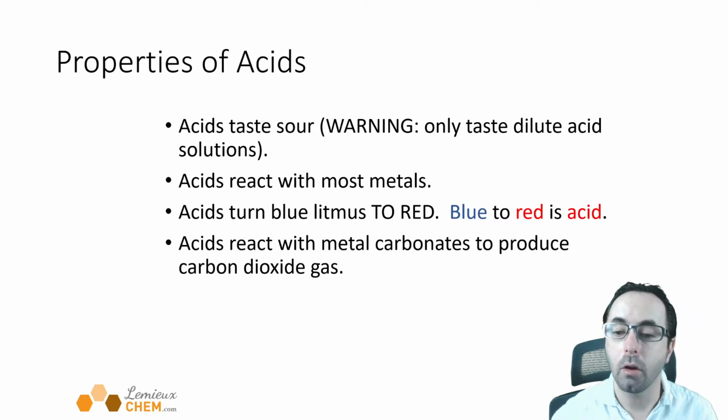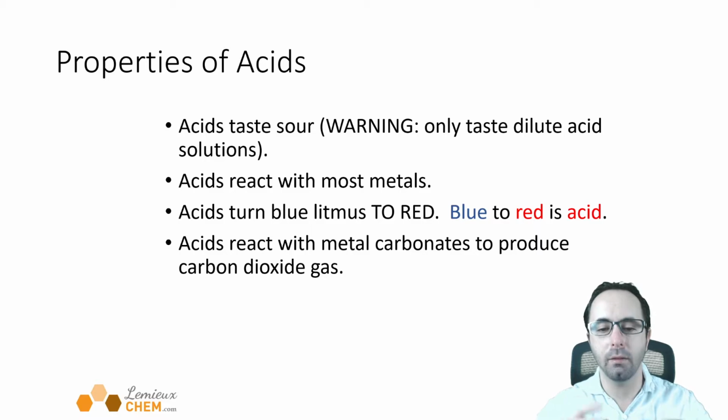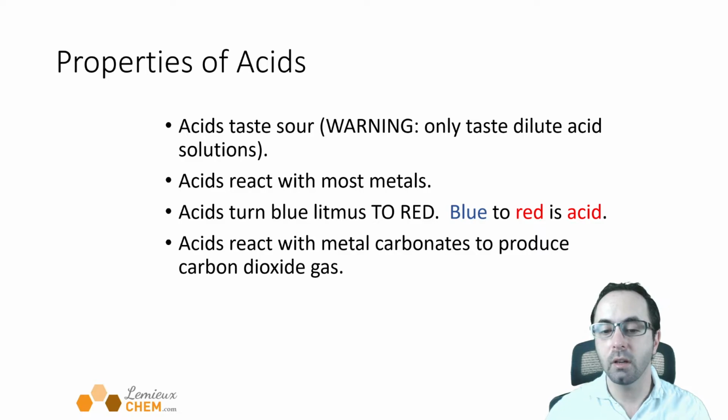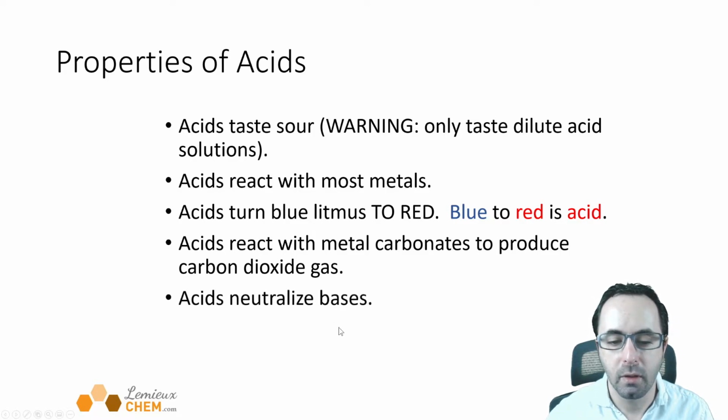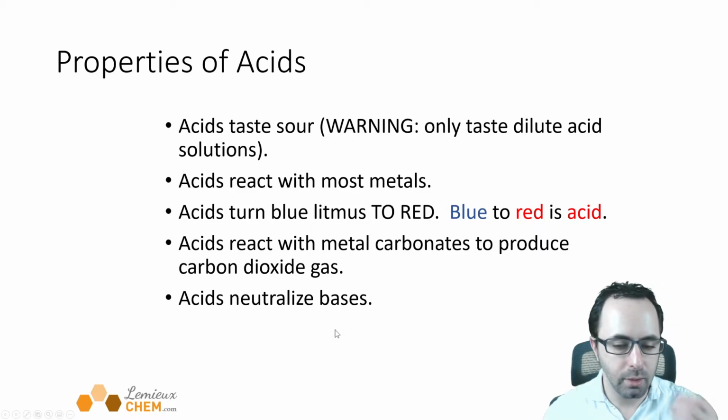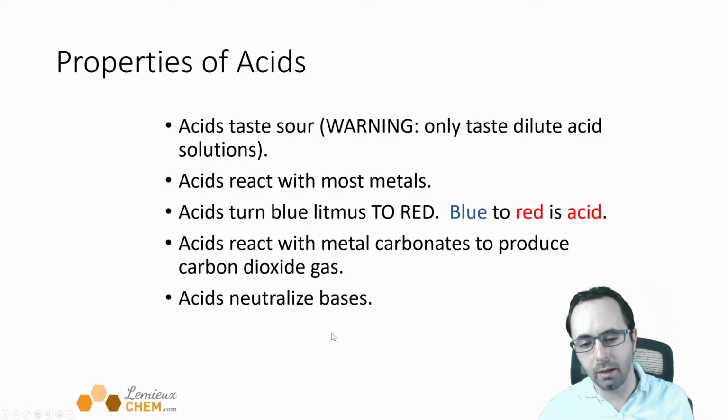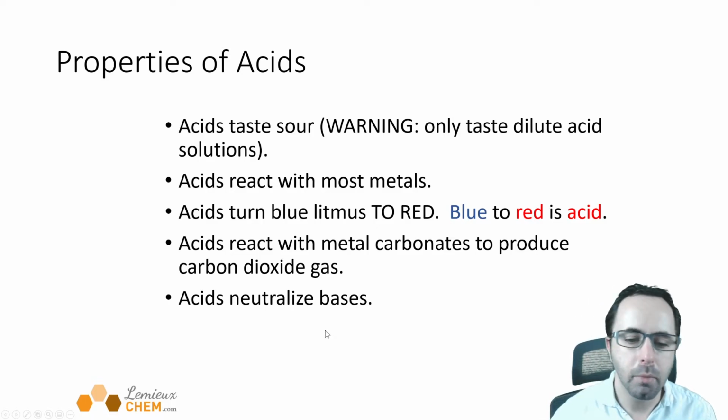Acids will react with metal carbonates to produce carbon dioxide gas. For example, if you see the grade school volcano with baking soda and vinegar, that's a reaction of acetic acid, which is vinegar, with sodium bicarbonate, baking soda. And so you end up with bubbling carbon dioxide gas formed. Finally, acids neutralize bases, and we discussed acid-base neutralization way back in week 4, I believe it was, but we will review that a little bit again in this lecture.